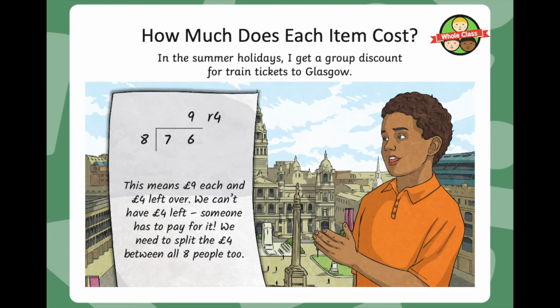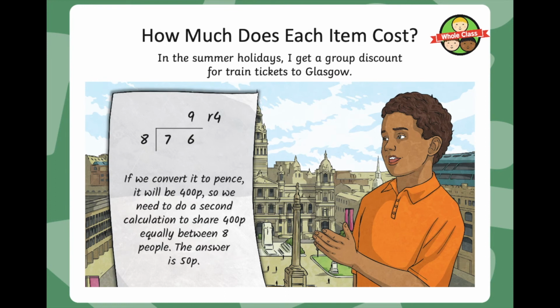So 76 divided by 8 equals 9 remainder 4. This means £9 each and £4 left over. We can't have £4 left, someone has to pay for it. We need to split the £4 between all 8 people too.